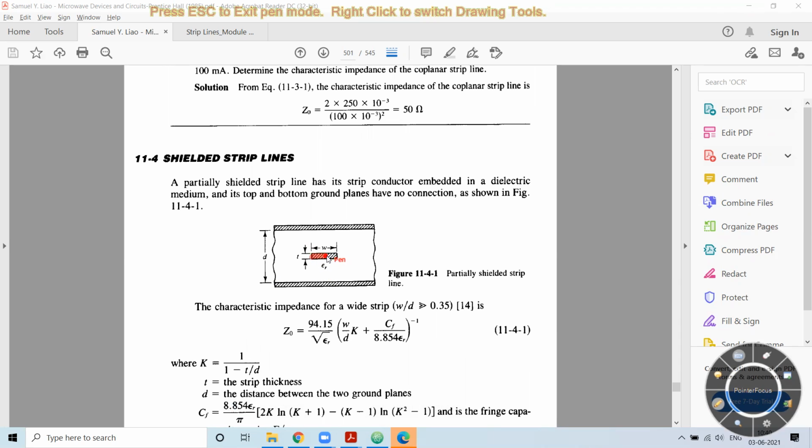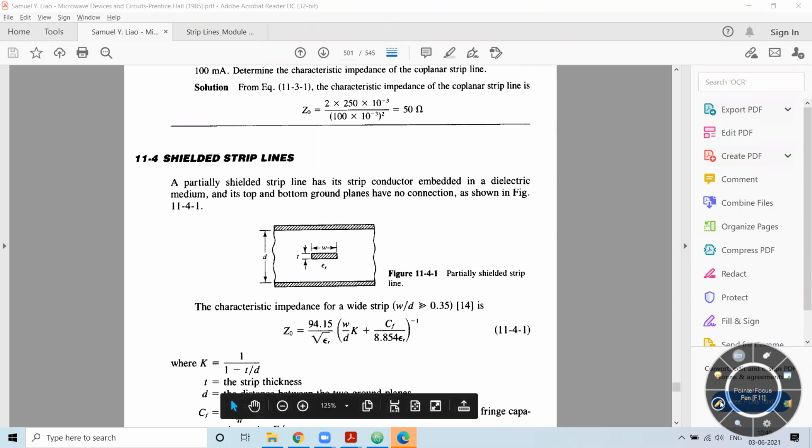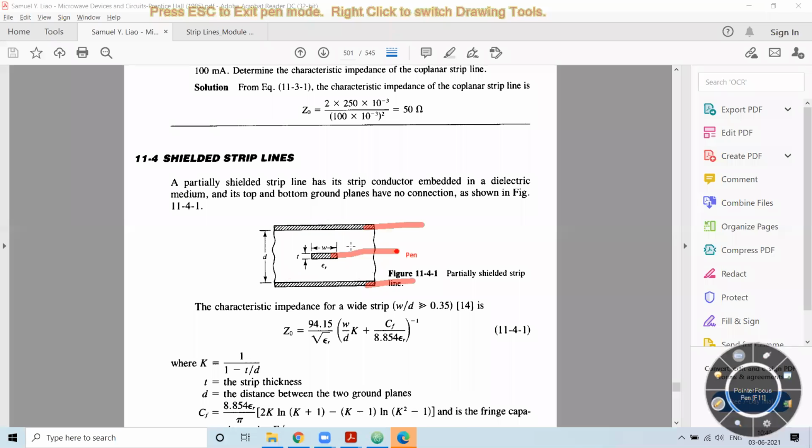In this case, you have a strip line, and surrounding the strip line you will have the substrate. Indirectly, the strip line is embedded within this dielectric material, and at the end of the substrate we have the ground planes. Here we have a ground plane, this is a ground plane, and this is a ground plane, and the strip line is embedded within this dielectric substrate material.